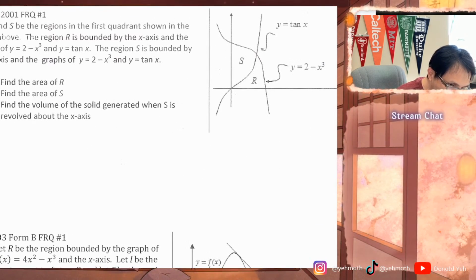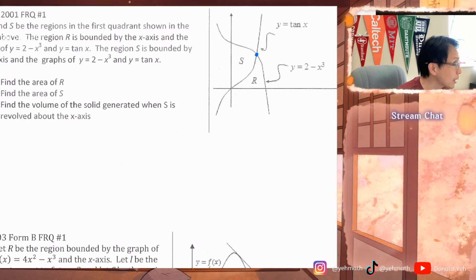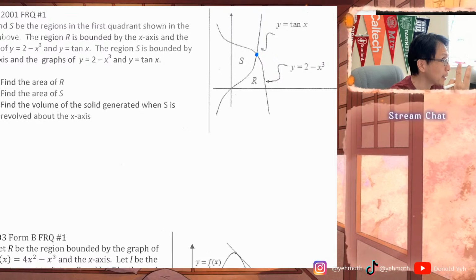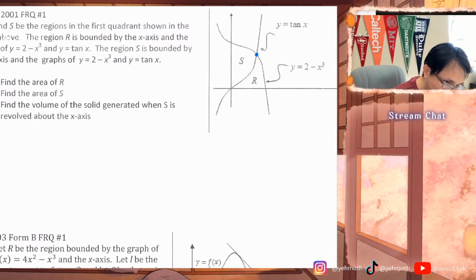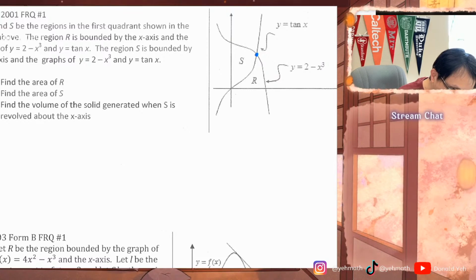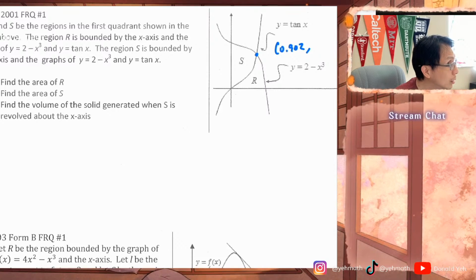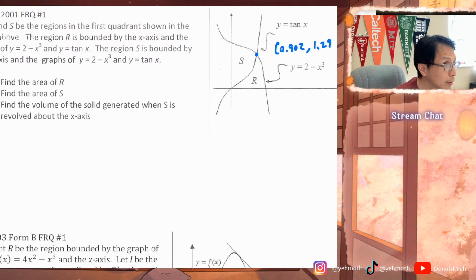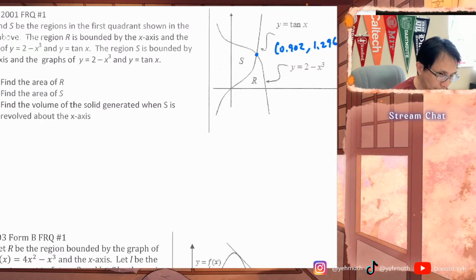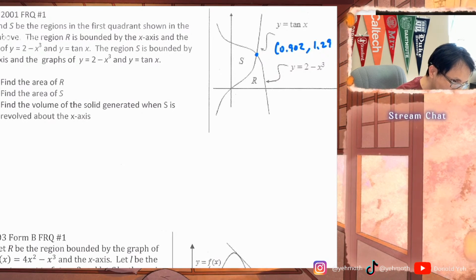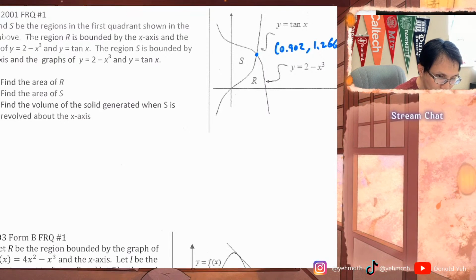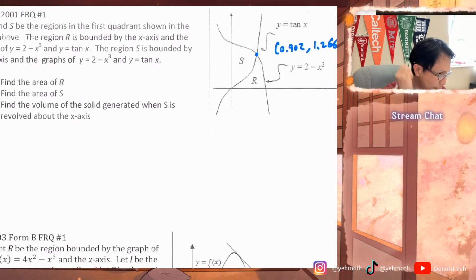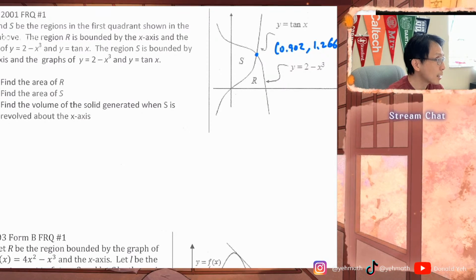What I need to do is first find this intersection. Can you tell me what this intersection is? At 3 decimal places on the AP exam? 0.902. What is y? 1.29 something, right? 296? 1.26? Is that right? Yeah. Okay.